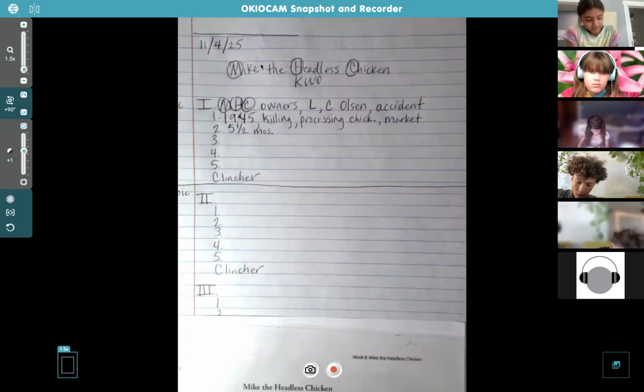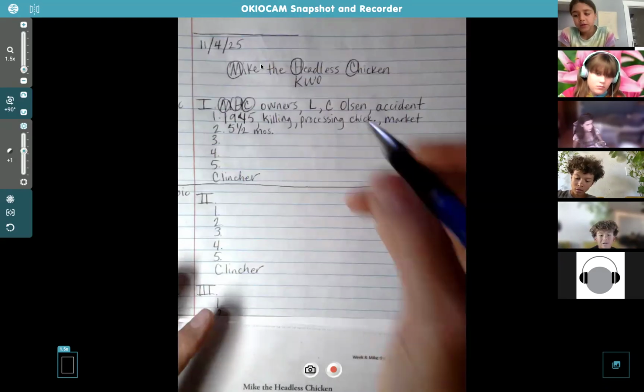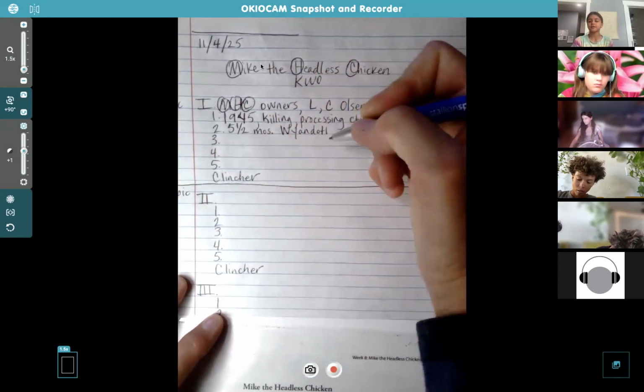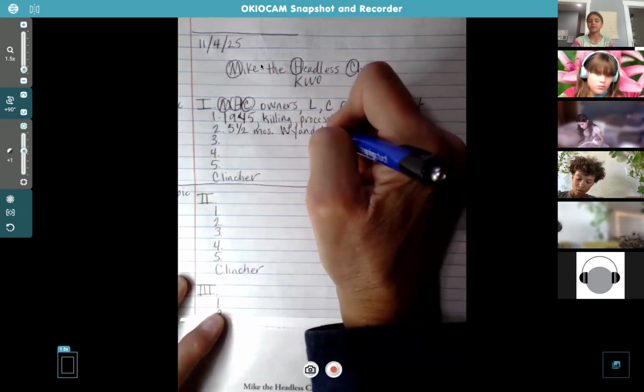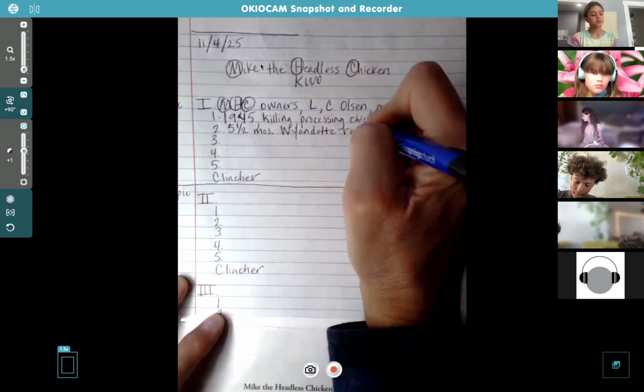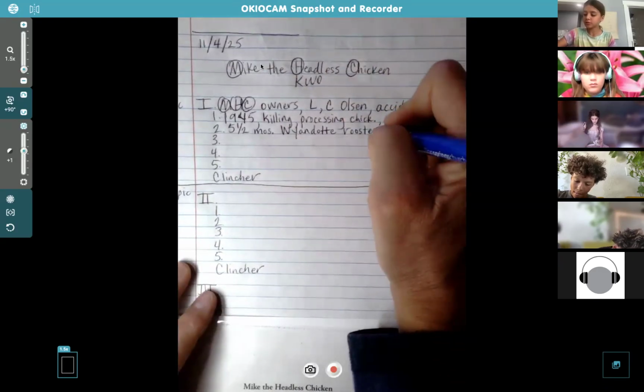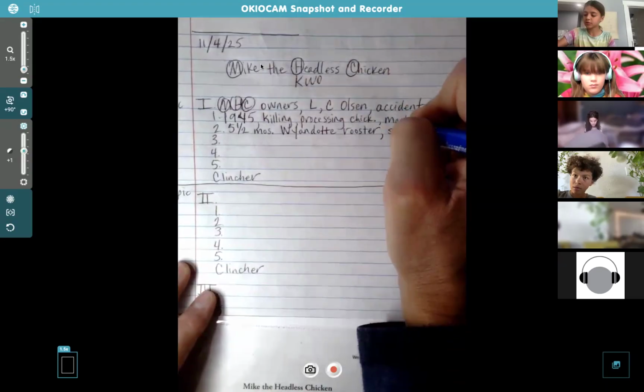And what's the breed? Do you see the word that tells what breed it is? It starts with a W. Wyandotte, yes. Wyandotte rooster. And then I'm just going to add the word squirmed here.